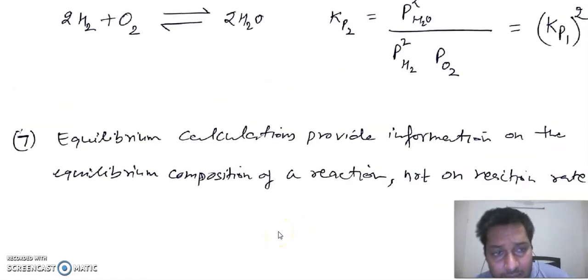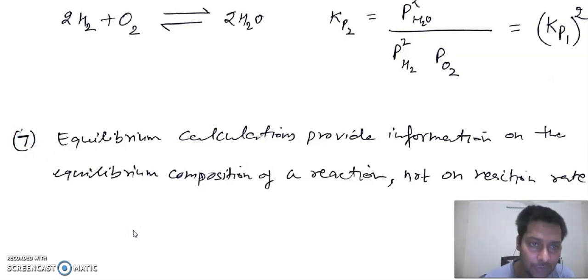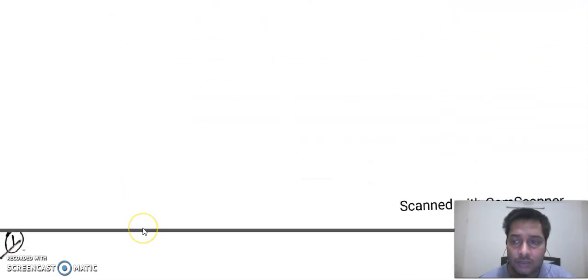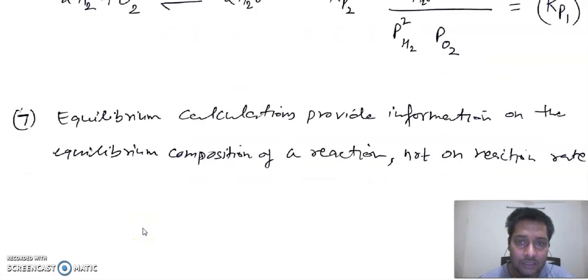And conclusion 7 is that the equilibrium constant tells us about the equilibrium composition, but it does not tell us about the rate at which this equilibrium is achieved. It does not give information about the rate of achievement of the equilibrium, but only gives information about the equilibrium composition. So these are some of the conclusions, and we are concluding today's class.